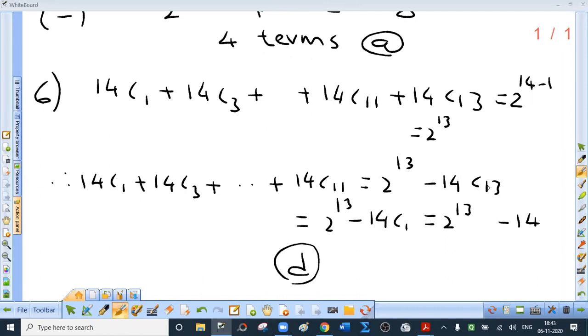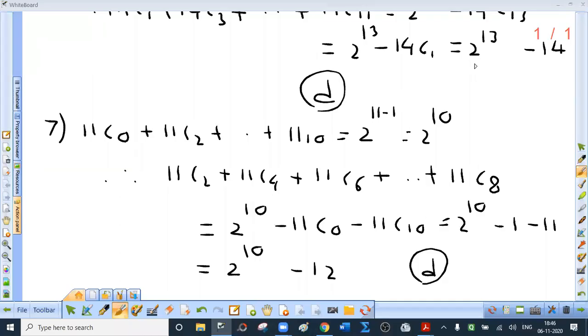But nCr is nC n minus r. 14 minus 13, that is 1. Now there are 14 things. We have to select only one. So the selection can be done in how many ways? 14. So 14C1 is 14. This is the final answer. So the correct option is D, Delhi.